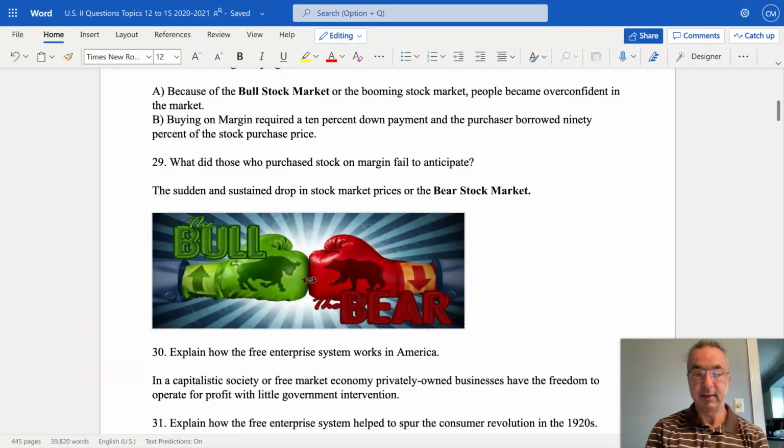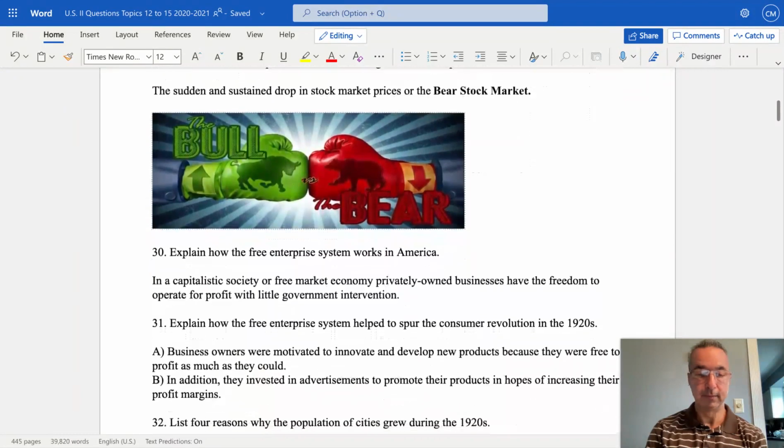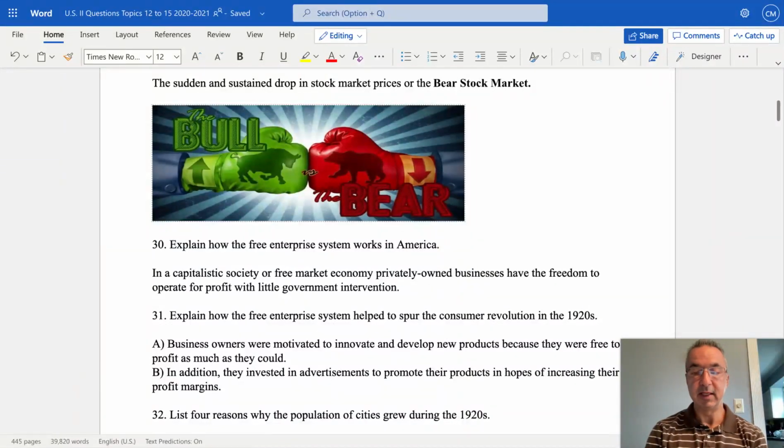Okay, explain how the free enterprise system works in America. It's a capitalistic system. In a free market society, privately owned businesses have the freedom to operate for profit with little government intervention. 31, explain how the free enterprise system helped to spur the consumer revolution in the 1920s. Business owners were motivated to innovate and develop new products because a lot of people were buying products during this period of time. And as a result, they knew that if they invested in the creation of a new product and used advertisements to promote their products, they had an opportunity to make a great profit.